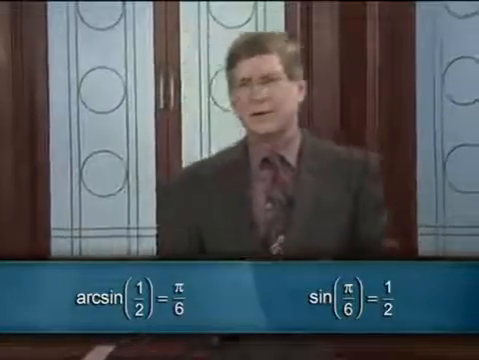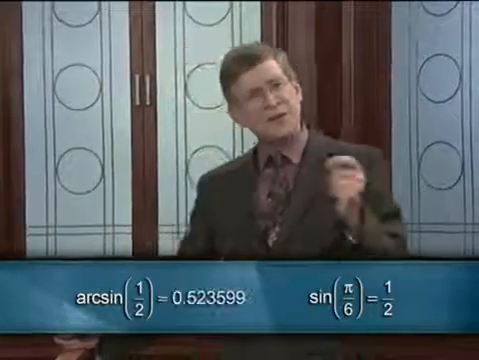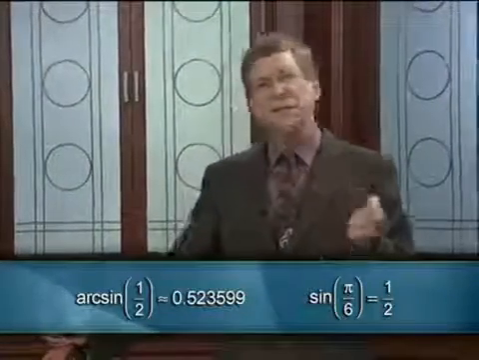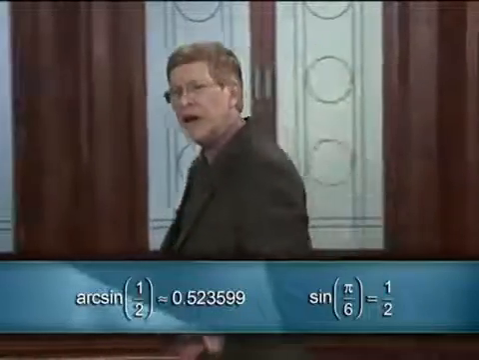So we say arc sine of a half is pi over 6, and you can check that with a graphing calculator. I did that with my calculator, and the answer it gave me was approximately 0.523599. Now, some people would recognize that as being a decimal approximation of pi over 6. I'm not sure I would, but that is a decimal approximation of the exact answer, pi over 6.